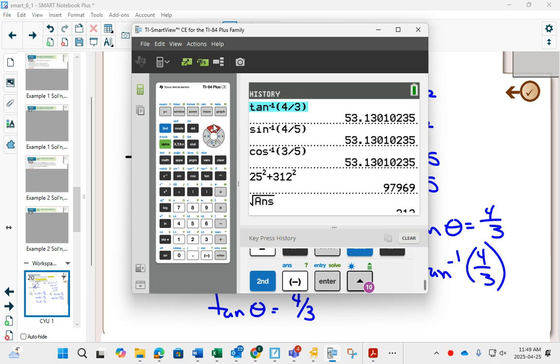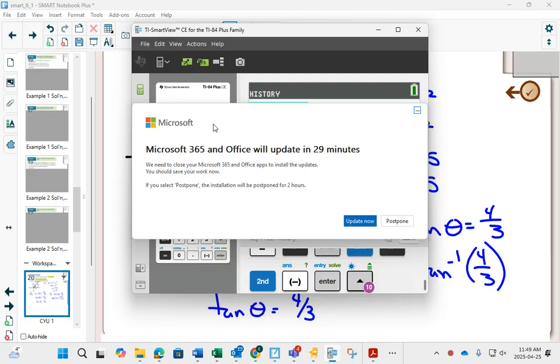But I'm just showing you here that if I did the sine inverse one, I get the same answer. Or if I did the cos inverse one, I get the same answer. So that means that number 5 was right. We did a squared plus b squared equals c squared correctly. Whew.